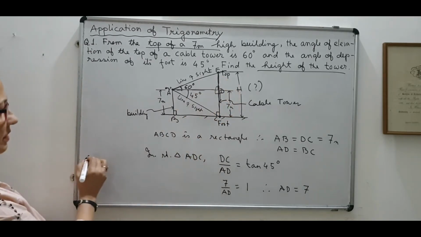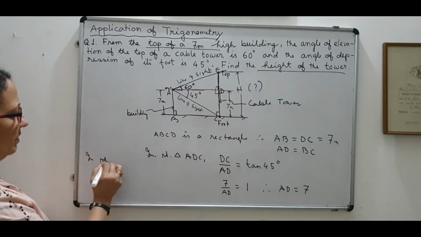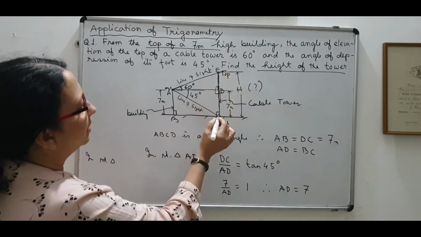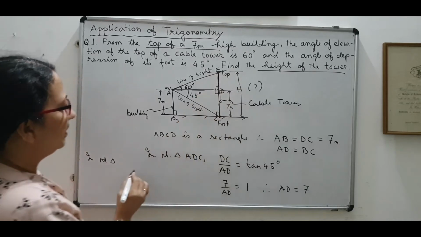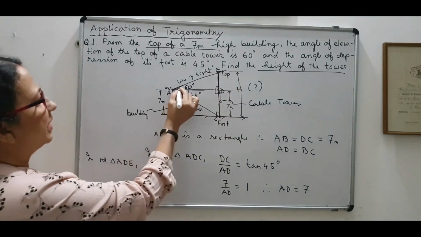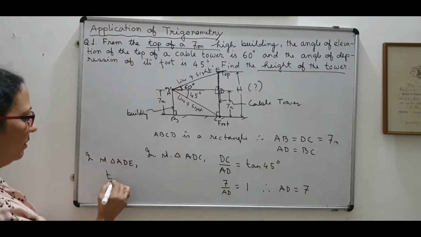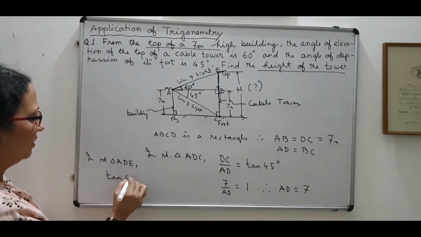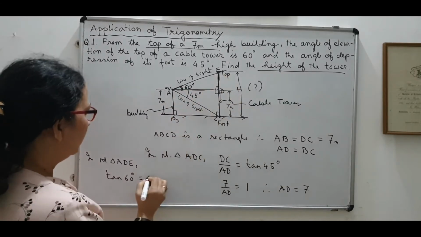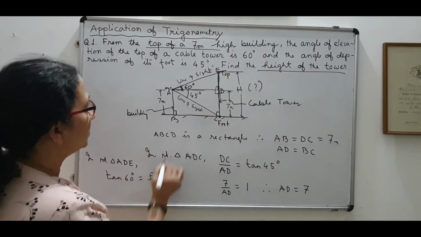So now in right triangle ADE, tan of 60 degrees, let me find out. From this angle theta, the perpendicular is ED, by the base, which is your AD.